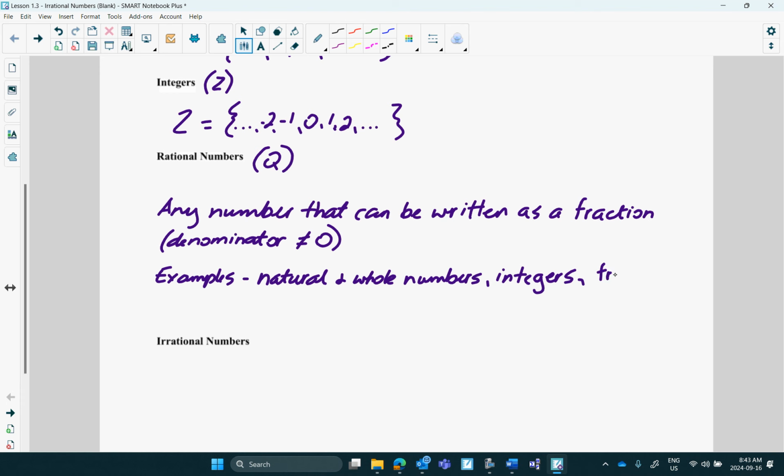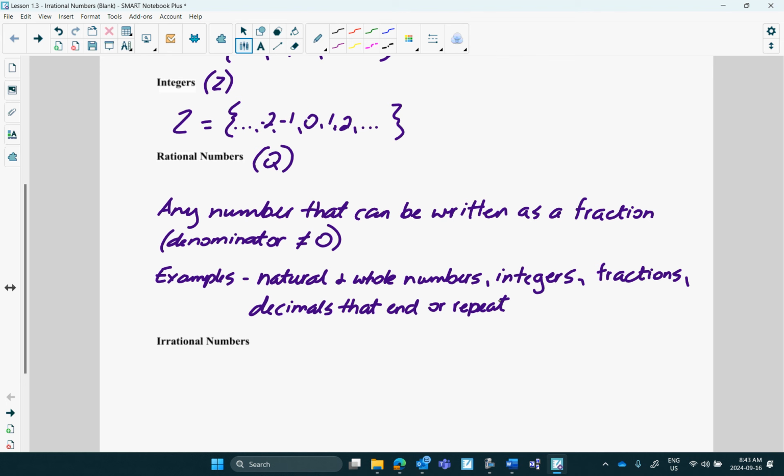But we also include any fractions, and decimals that end or repeat. So fractions obviously can be written as fractions. But decimals, like if you think of 0.5, it ends after 5. That can be written as the fraction 1/2.